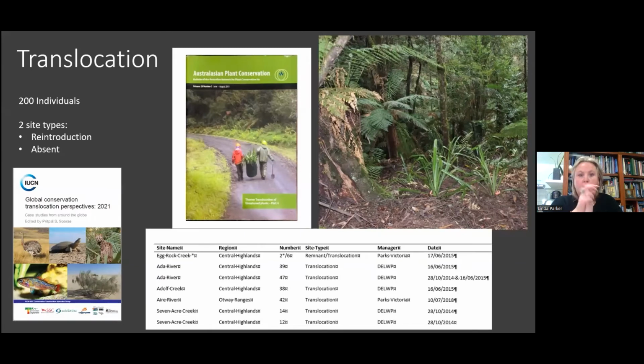And that work, the trial translocation, then led to a larger translocation post-PhD. That's published in the ANPC journal, and also in an IUCN publication as a case study in their global conservation translocation perspectives. If you want to read further, we basically moved 200 individuals and had 2 different site types.